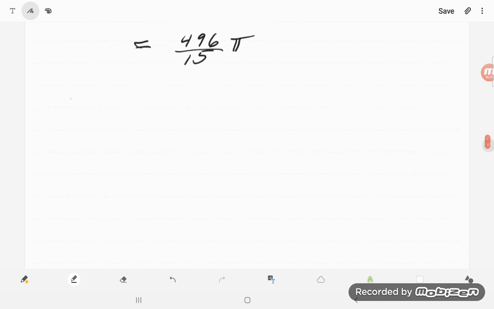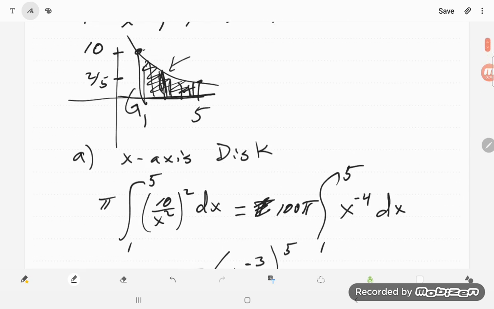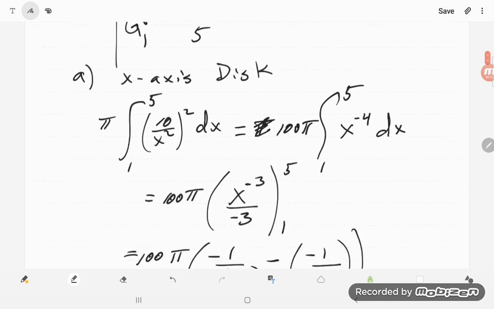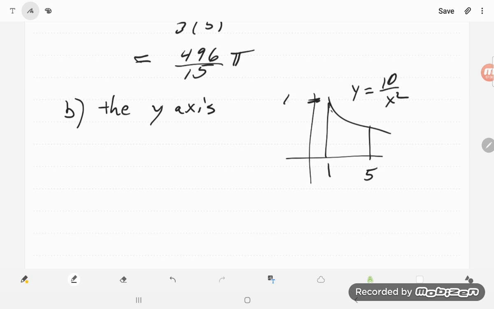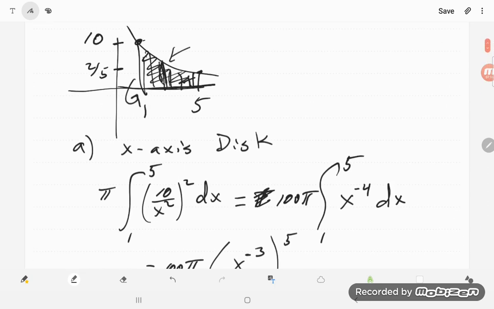So now we go to B. And in B, they say the y-axis. Well, let's refresh what we had here. We had this region here, so we had something that looked like this. That's 1, that's 5. This was y equals 10 over x squared. So that's 10, and this lower one was 2/5.